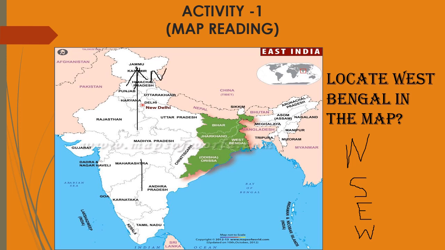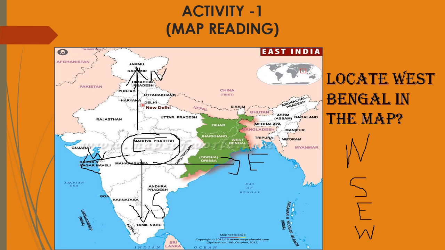And if you go downwards, this direction is called south direction. And if you go this way, this direction is called east direction. And this is called west direction. And this part is called the central part. So you can clearly see that Madhya Pradesh is in the central part of India.